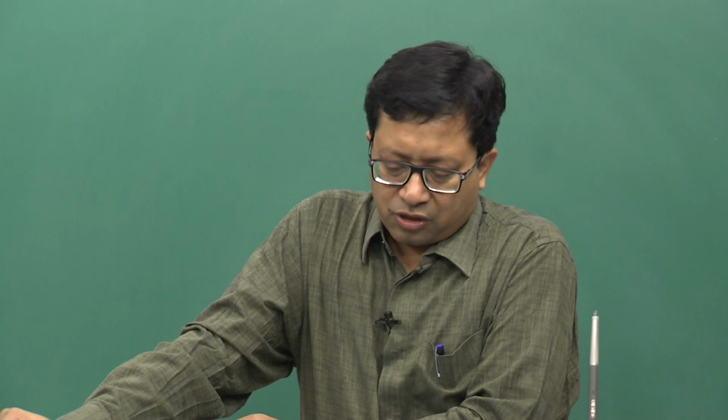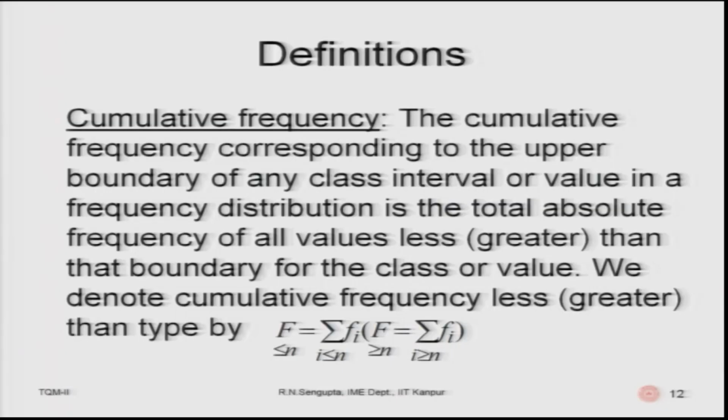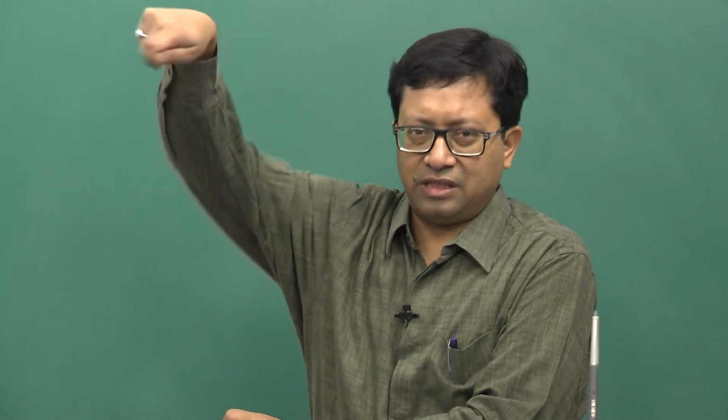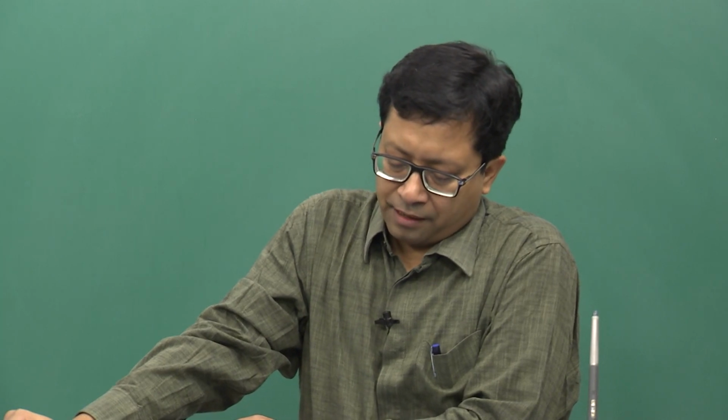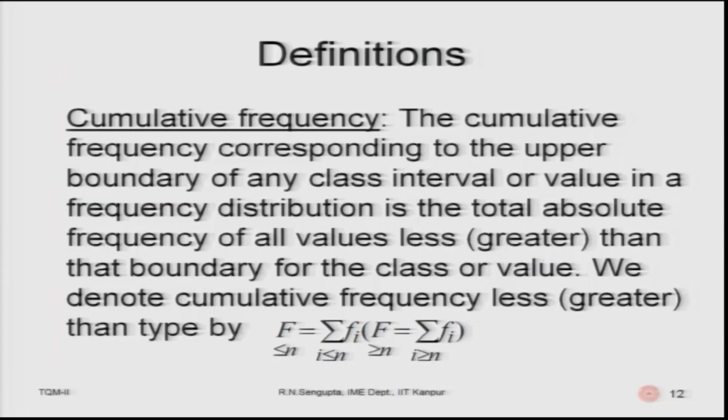So, the cumulative frequency corresponding to the upper bound on any interval class means you keep adding up all the values till that particular value of x where you want to find the sum of the PDFs or the sum of the PMFs. As I continue reading, it means the upper boundary of any class or interval or value in a frequency distribution is the total absolute frequency of all the values less or greater than the boundary of the class or the values. So, it can be both ways.